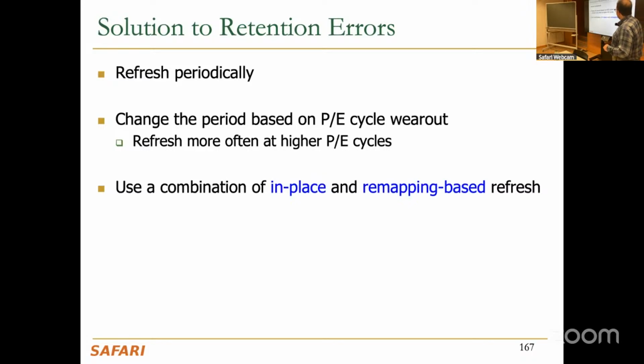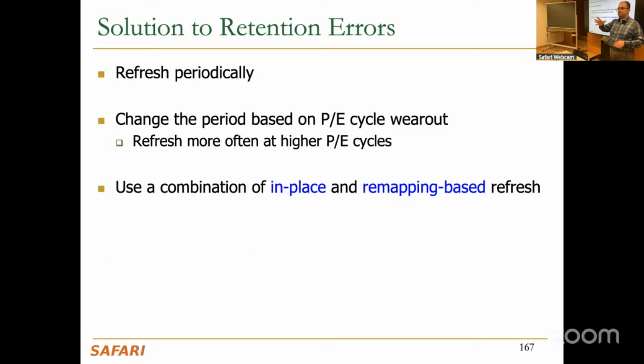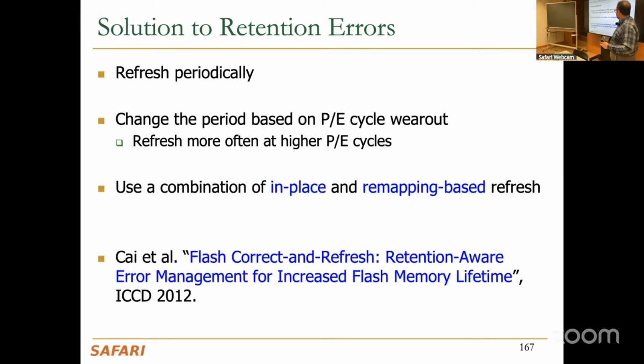And you can use a combination of in-place and remapping based refresh. When you want to refresh, you can just write somewhere else. Before losing your data, you read it and write it to some other pages, similar to an out-of-place update. That's a refresh. But you can also do in-place refresh, which is interesting, and I'm going to show it. But that's mostly possible in SLC devices. In MLC, it's very hard to do in-place update without losing reliability because of adjacent rows or pages.